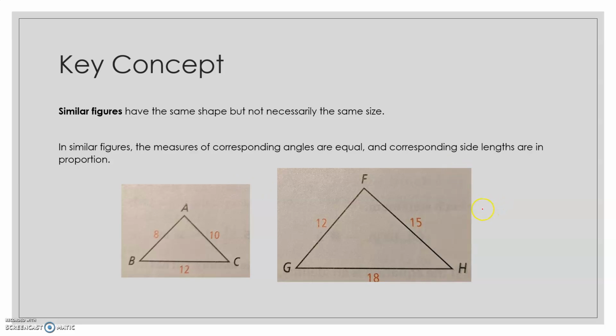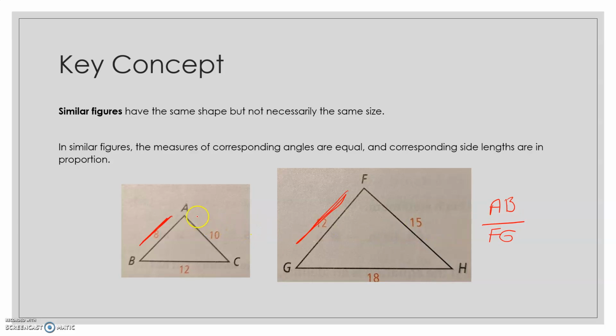When we look at corresponding sides in these similar figures, for example side AB, this side right here, it corresponds with side FG in our other triangle. We can write a comparison, a ratio, of those two sides. Side AB corresponds with side FG in our other triangle, and that's true for the other sets as well.